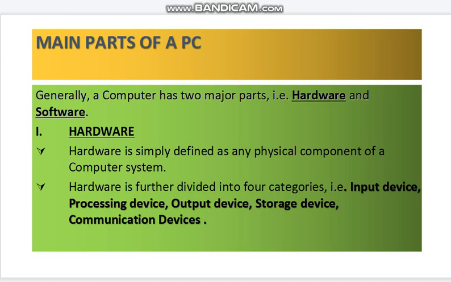For example, the input devices are the devices that input data, and the processing devices process the instructions given to the computer by a person. Output devices are the devices that display or give out the information after processing, and the storage devices store information that has been processed by the computer. And the communication devices are the devices that enable communication and connectivity, specifically the internet.